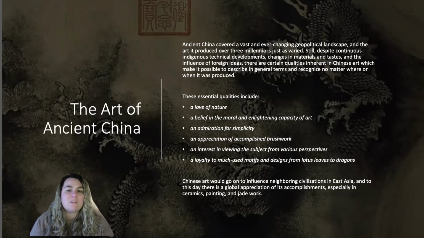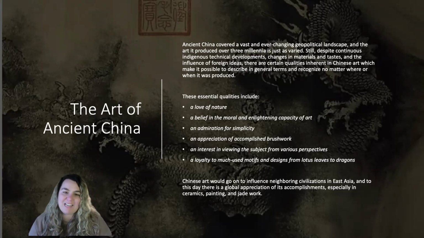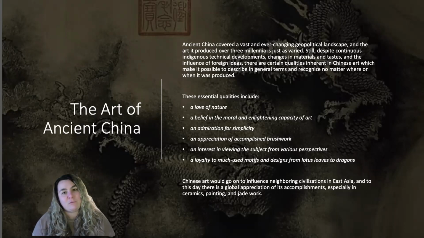These essential qualities include a love of nature, a belief in the moral and enlightening capacity of art, an admiration for simplicity, an appreciation of accomplished brushwork, an interest in viewing the subject from various perspectives, a loyalty to much used motifs and designs from lotus leaves to dragons. Chinese art would go on to influence neighboring civilizations in East Asia, and to this day, there is a global appreciation of its accomplishments, especially in ceramics, painting, and jade work.